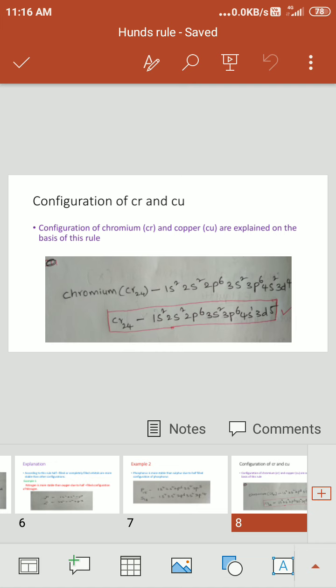But here, how does it attain stability? Chromium has 4 electrons in its d orbital. It requires one more electron to get stability, and one electron jumps from the 4s to the 3d. Hence the actual configuration of chromium is 1s2, 2s2, 2p6, 3s2, 3p6, 4s1, 3d5. Like this we have to write. So the anomalous electronic configuration is 4s1, 3d5 at the valence shell.